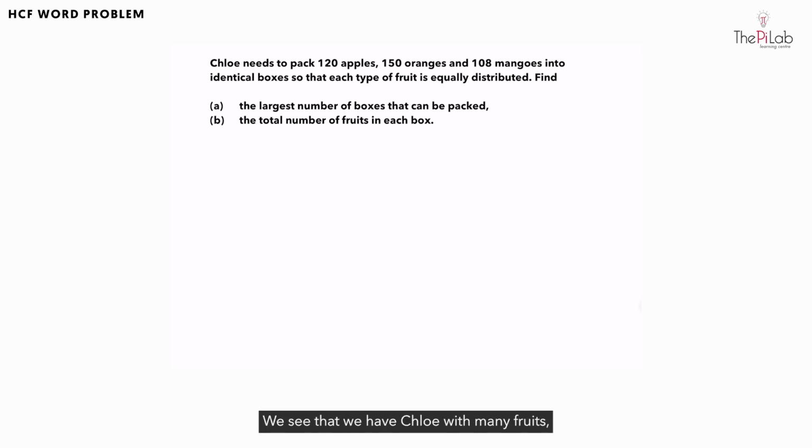We see that we have Chloe with many fruits, so she must have many friends who love mangoes just like I do. Now, how many types of fruits does she have? She has apples, oranges, and mangoes. And how many of each? She has 120 apples, 150 oranges, and 108 mangoes. So there are 3 different types of fruits.